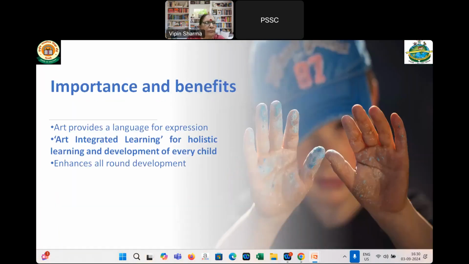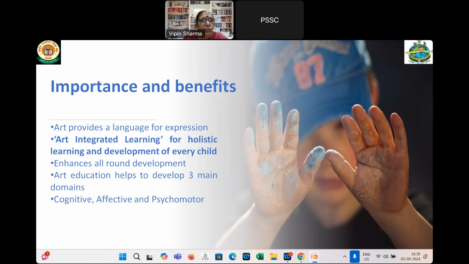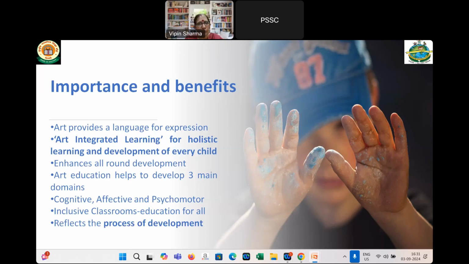Now, important benefits. Art provides language for expression. Art integrated learning is for holistic learning and development of every child, and enhances all-round development. Art education helps to develop three domains, as I said, CAP. See, you can see a child over here in a blue cap. How his hands are colorful. Click this picture, take it to the class, tell the children to write a story. Write what they are thinking, what the colors are, why the colors are, what the child must have been doing. So you have to keep your thinking cap on. If a teacher keeps the thinking cap on, definitely the child will think, oh my God, what is my teacher going to talk to me today. So that is important. It reflects the process of development.